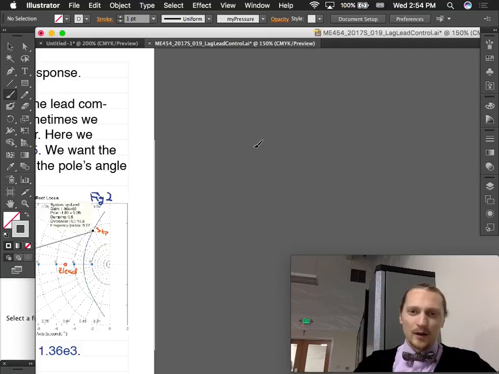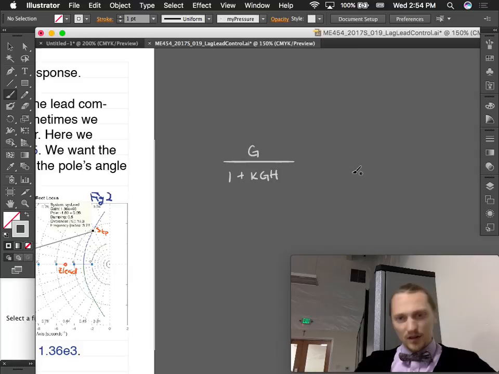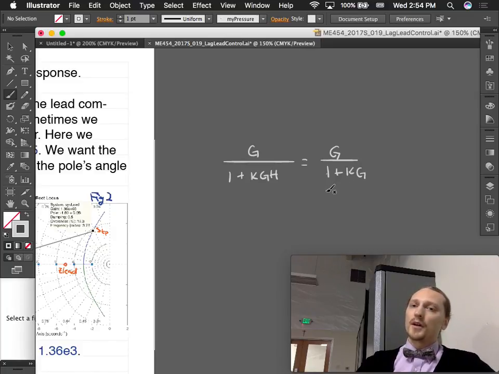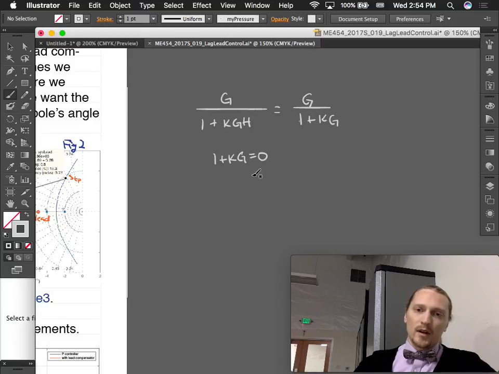It comes from the fact that the closed loop transfer function is G over 1 plus KGH. Okay? And say that it's unity feedback, so H is 1. So G over 1 plus KG. Our closed loop poles are going to occur, when you're on the root locus, at 1 plus KG equals 0, right? That's where the poles are going to happen. And so what we can say from this is that K has to be equal to negative 1 over G.